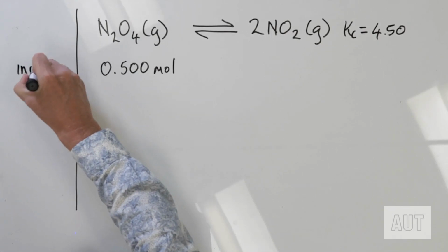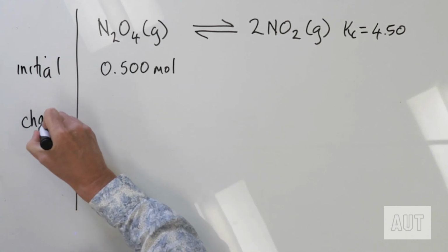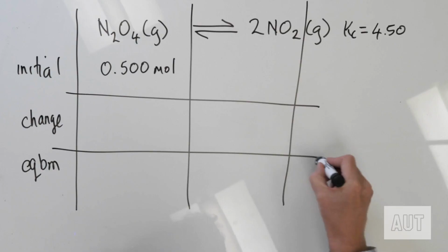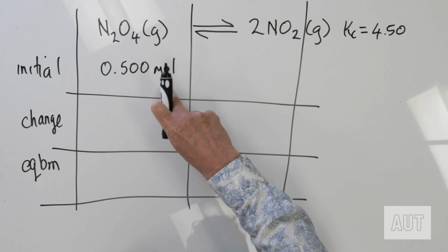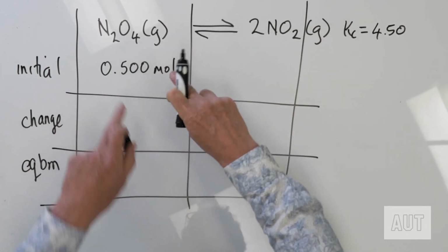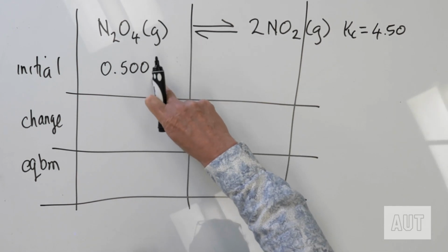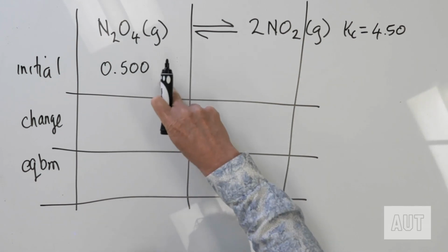Well, again, we do a good old concentration table. We do the initial, we do the change, we do the equilibrium. And again, as I say with problems of this nature, write down the pieces of information that you have been given. So, we've essentially been given a single piece of information here, that being the initial concentration of N₂O₄. We start off with 0.500 moles of that in 1 litre, so the initial concentration is 0.500.